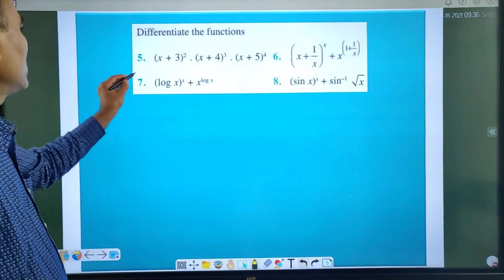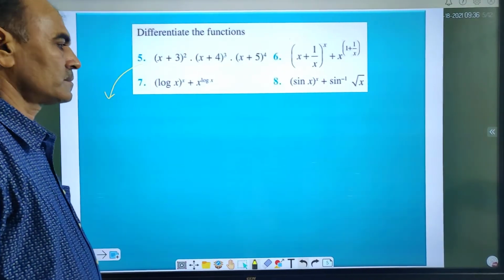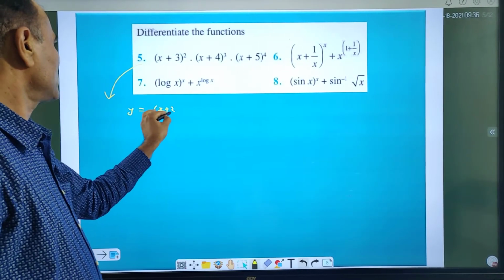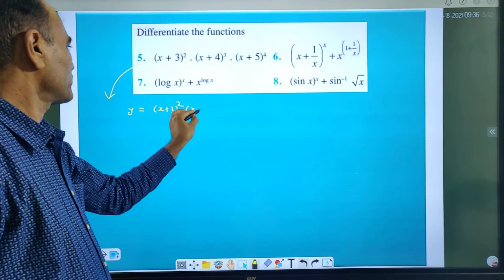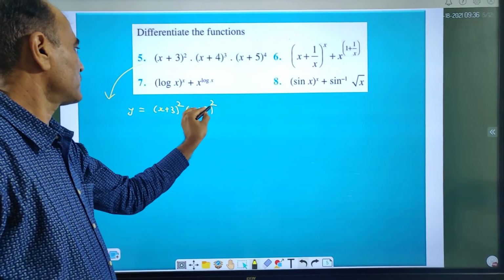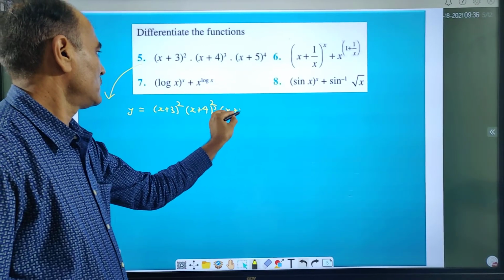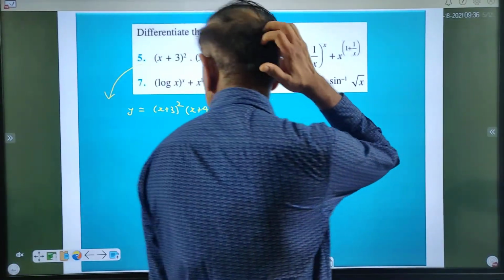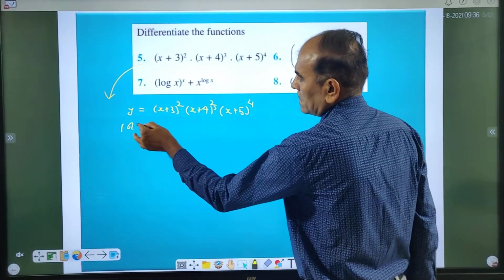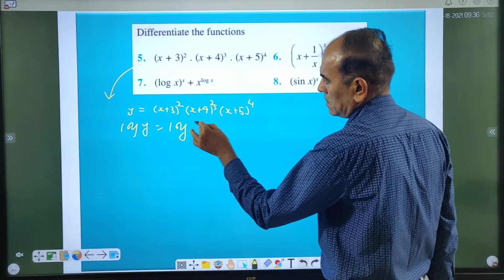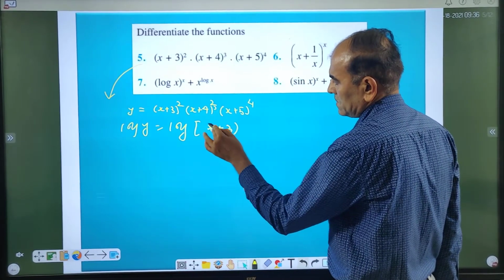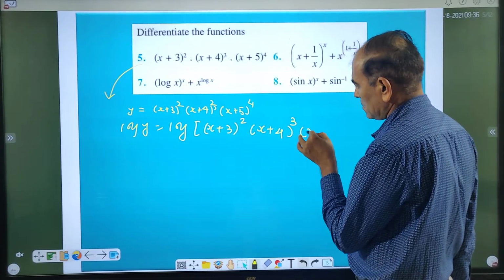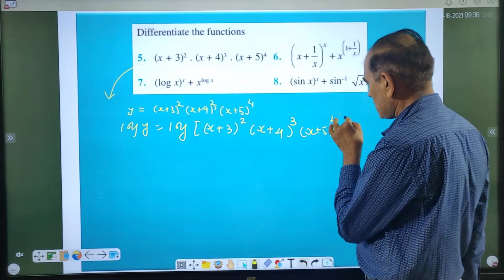What we have to take? Here we have to take logarithmic form. y is equal to (x plus 3) whole square, (x plus 4) whole cube, (x plus 5) whole raised to 4. So take log on both sides. Log y is equal to log of (x plus 3) whole square, (x plus 4) whole cube, (x plus 5) whole raised to 4.